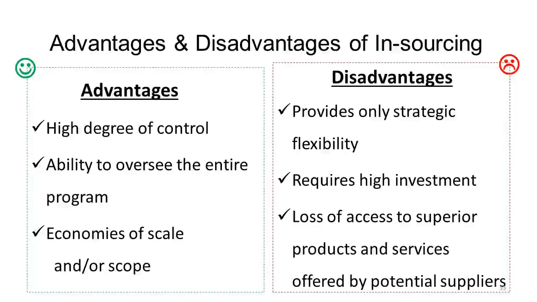Overnight, you cannot start producing a different kind of button. You can only produce a different kind of button when you buy a new machine, and that buying of a new machine is going to happen in the long run. So strategic flexibility will be there, but operational or tactical flexibility will not be there. Suddenly you cannot change things.